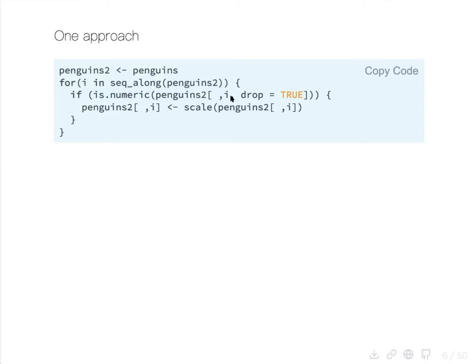But this is the tricky part. We have to say drop equals true, okay? Because with tibbles, when you index them like this, penguins2, and then let's just say I closed it off there and I said 3 or 4 or 5, it's going to actually give me the data frame in return. And so if I'm testing if that's numeric, it's going to be false every single time because it's a data frame, not a numeric. So it's a data frame rather than a numeric atomic vector. So then you have to say drop equals true to get it to drop the data frame attribute and just return the column contents.